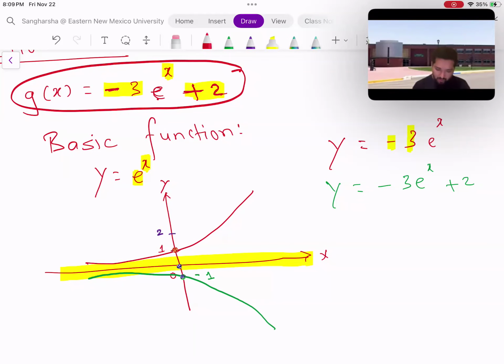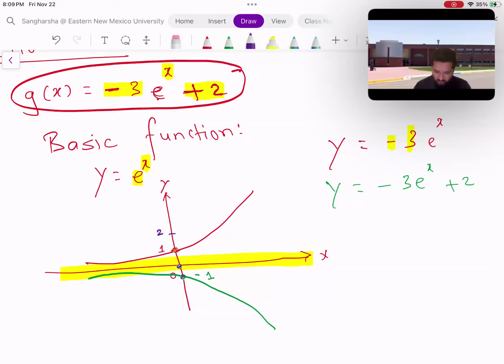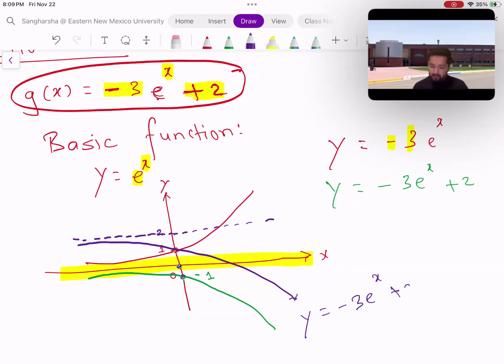So we want this point to be here. So how do we draw a line here? Okay, so let me draw a horizontal line at 2 so that it would be easy for us to draw a graph. So you draw a graph exactly the same, but you are just shifting 2 units above. Okay, so this is the graph for our function y equals -3 to the power x plus 2. Does anyone have any question here?